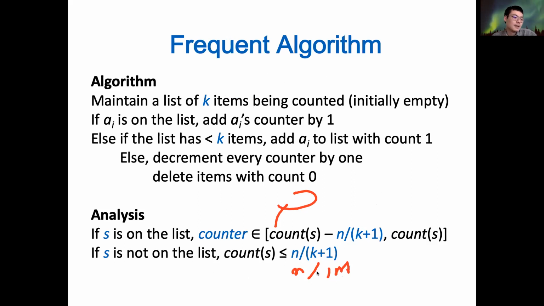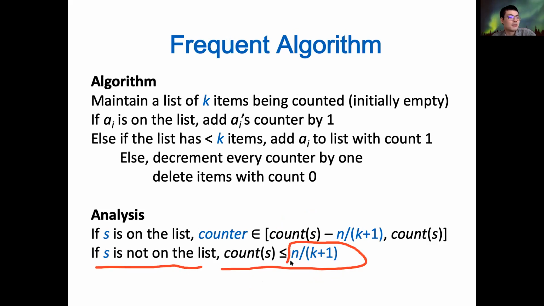If you are less than 1 million, that is 1 by 1 million percentage of the whole stream size, then you are not on the list. Anything that is on the list must be guaranteed to be at least this. If you are not on the list, it's guaranteed that you are not beyond this amount. If you are beyond this amount, you must be on this k item list. So this is pretty nice. And your error is an underestimate, but not too much, by this epsilon.